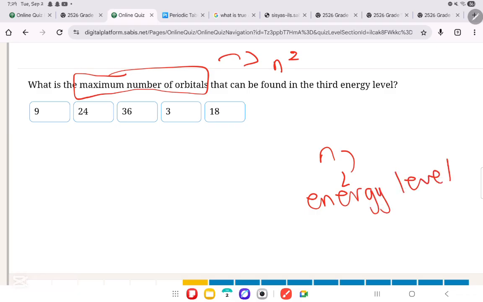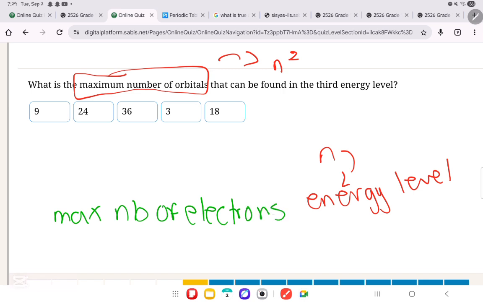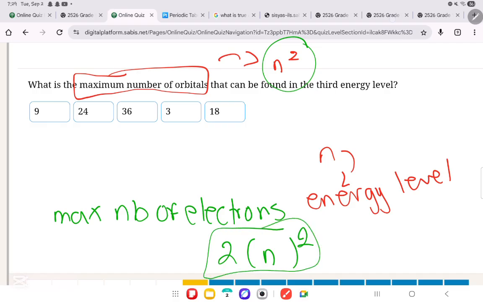So if they ask us for the maximum number of orbitals, it's going to be what? It's going to be n squared. What if they asked us for the maximum number of electrons? It's going to be 2 times n squared. Only n is squared, 2 is not squared. So again, maximum number of orbitals, you will make it n squared, and maximum number of electrons, it's 2n squared, where n is the same as the energy level.